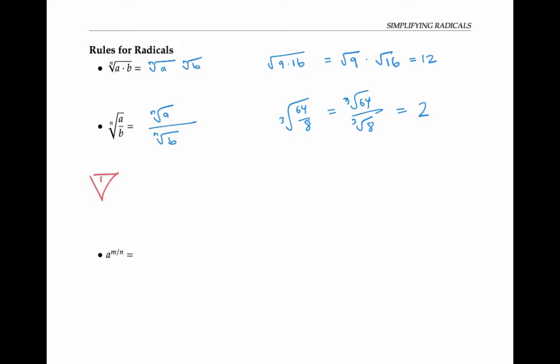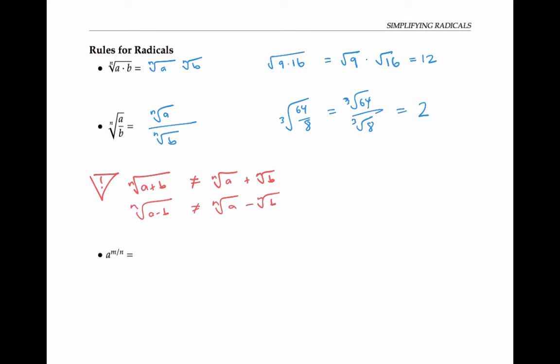You have to be a little bit careful, though, because it's not okay to distribute a radical sign across addition. In general, the nth root of A plus B is not equal to the nth root of A plus the nth root of B. And similarly, it's not okay to distribute a radical across subtraction.